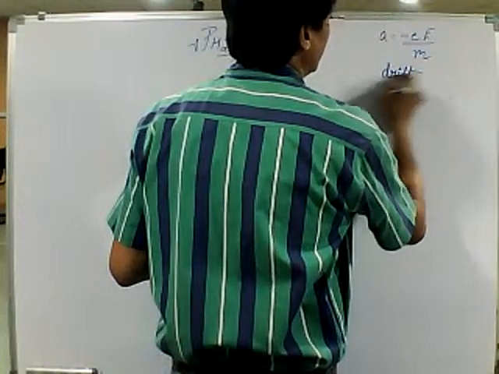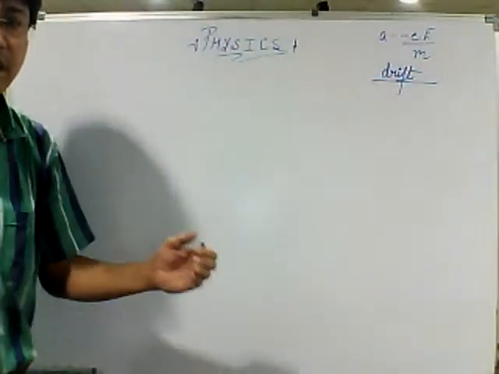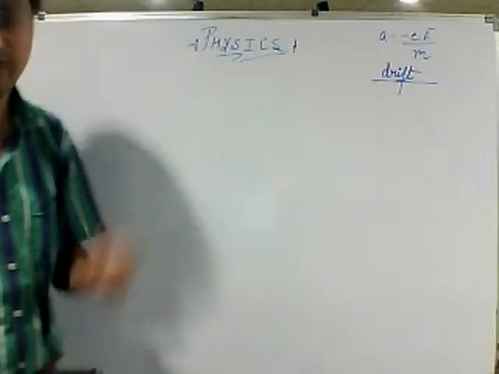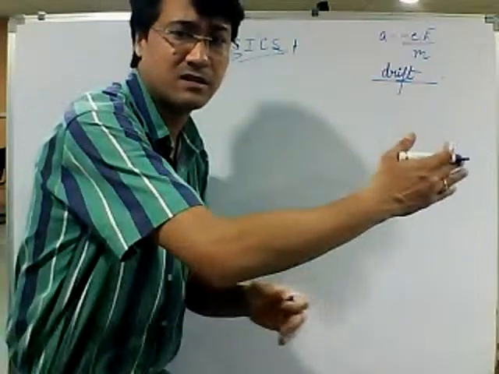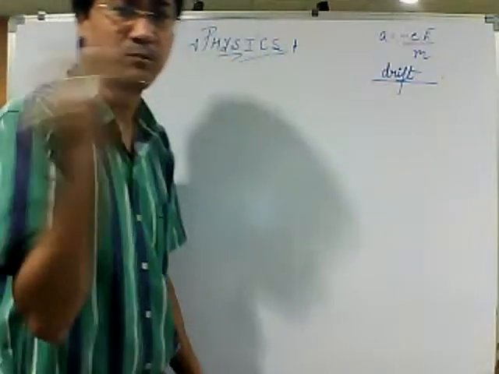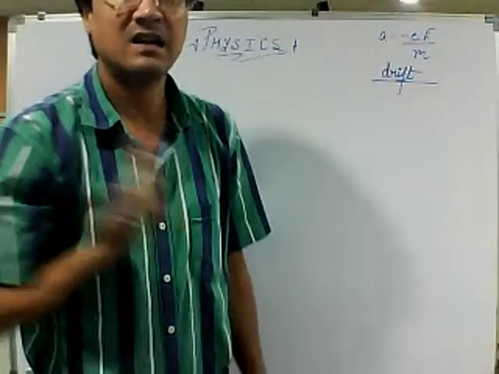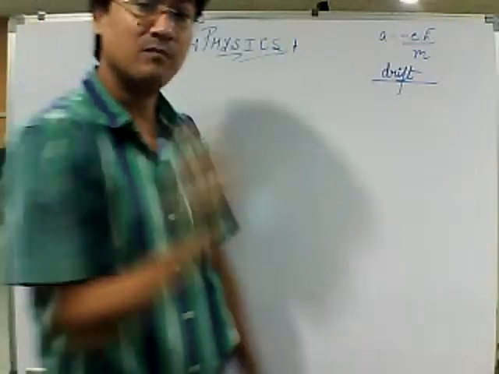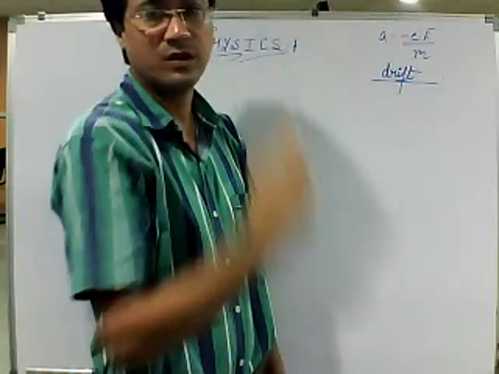This is termed as the drift velocity. Is it clear now? So what is drift velocity? Current is flowing in this direction, or the electric field is applied from positive to negative. Electrons move in the opposite direction, and the velocity with which they drift in the opposite direction is termed as the drift velocity.